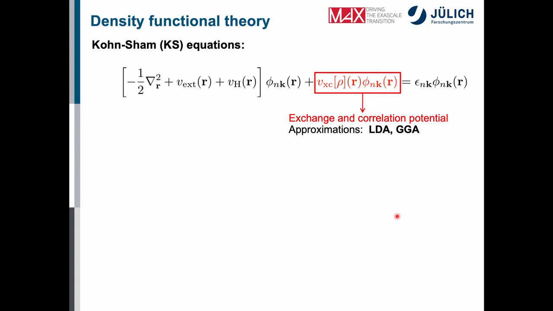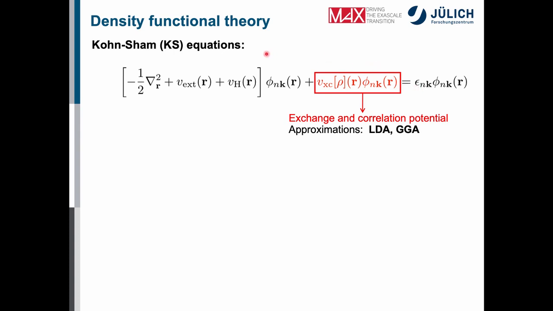As a motivation, I want to start with density functional theory, particularly with the Kohn-Sham formulation of density functional theory. This formulation maps the fully interacting many-electron system onto a non-interacting auxiliary many-electron system, the so-called Kohn-Sham system. Since it is non-interacting, we can write down the equation of motion for a single electron in the system, which is the Kohn-Sham equation.